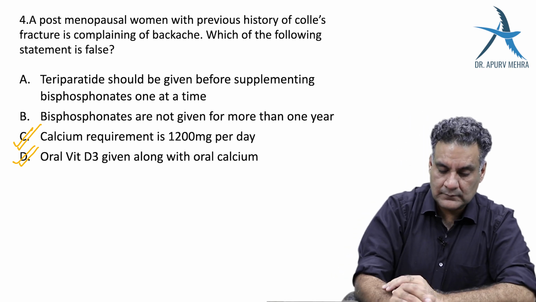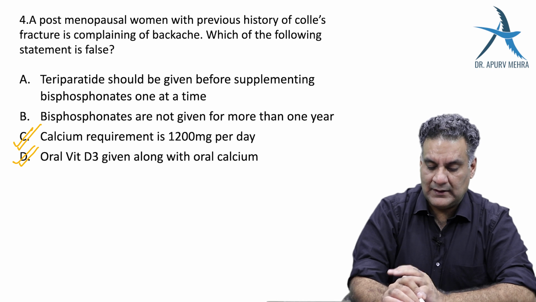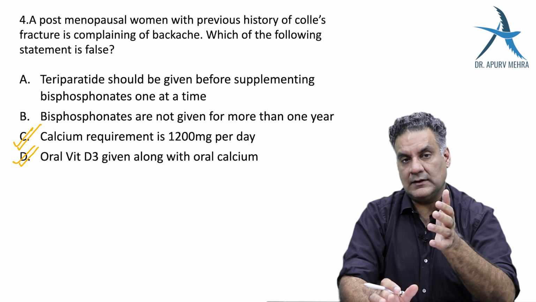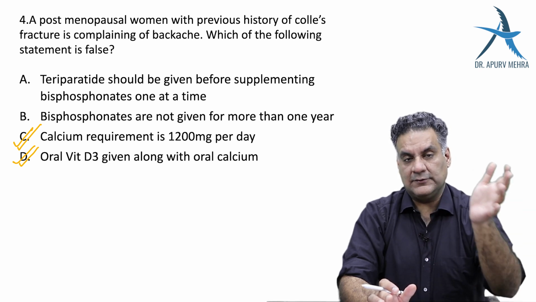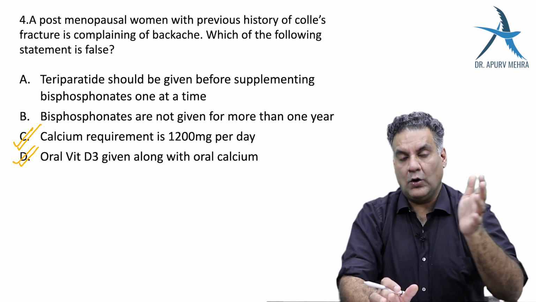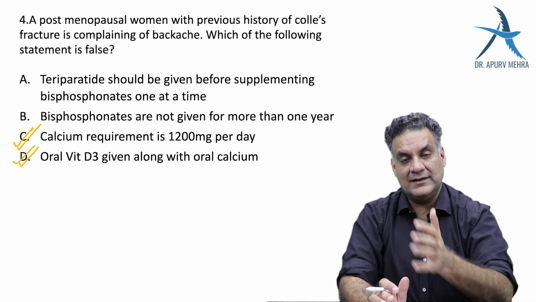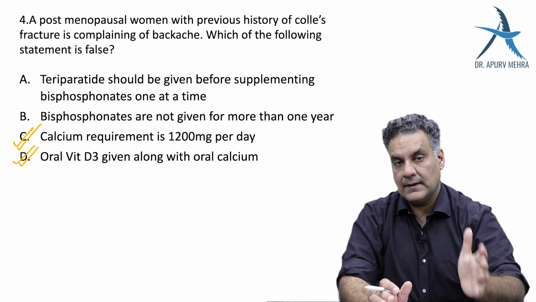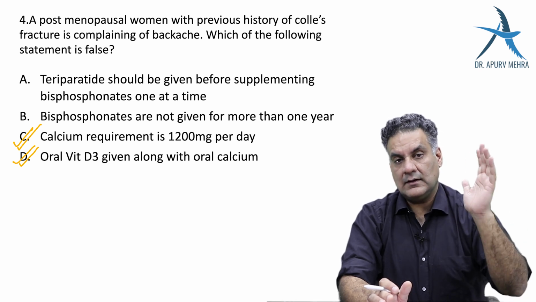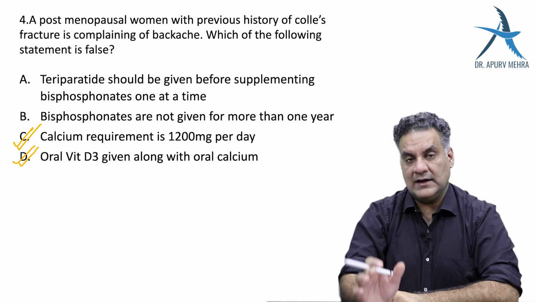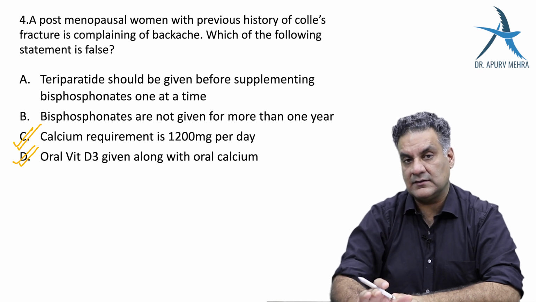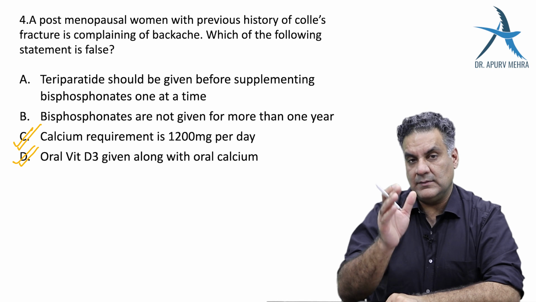And the last one, teriparatide should be given before supplementing bisphosphonates, one at a time. Now this concomitant therapy is the talk of the town. Combining bisphosphonate, denosumab, PTH and bisphosphonates, or with calcitonin. But what they usually say is, do not give them together, because the zoledronic acid and the bisphosphonates on the other hand, and PTH, if they are given together, they hamper the action of each other by interfering with the receptors. So if they have to be given, they should be given sequentially.